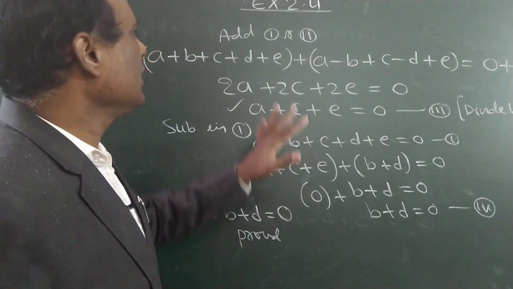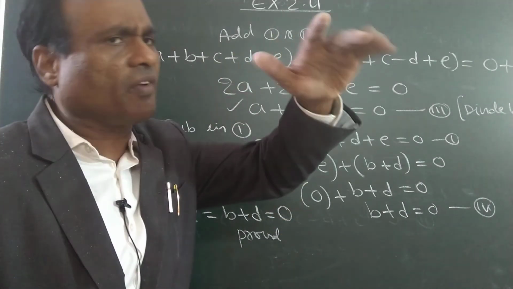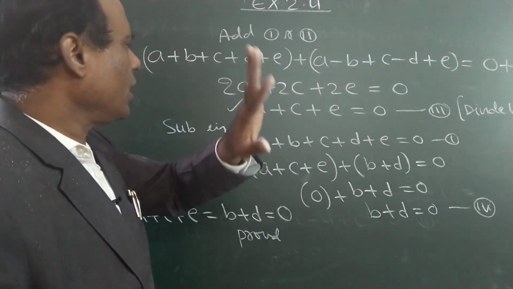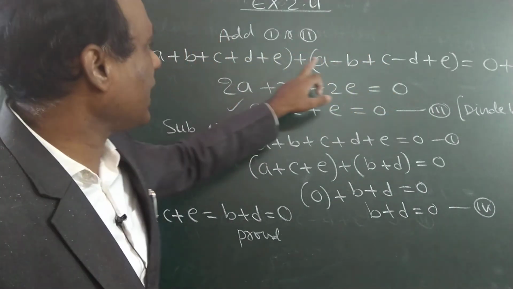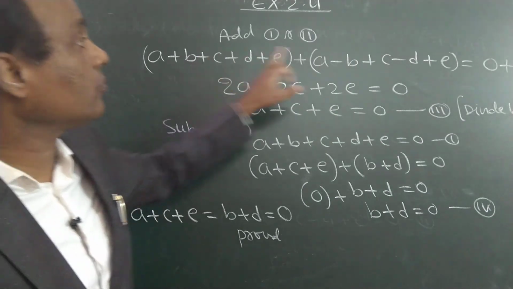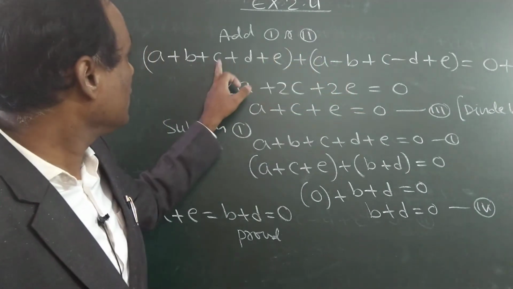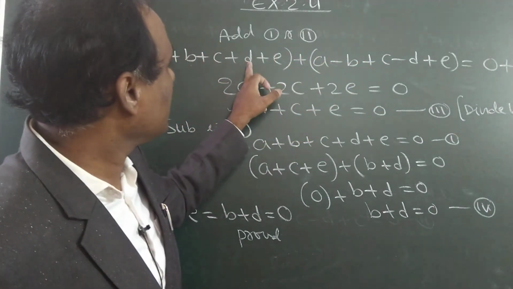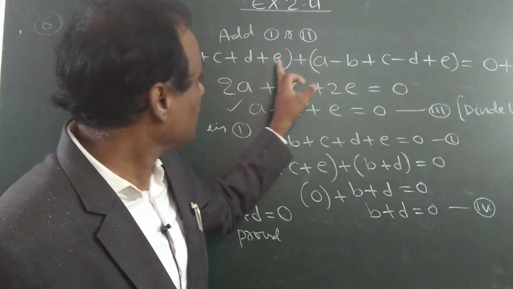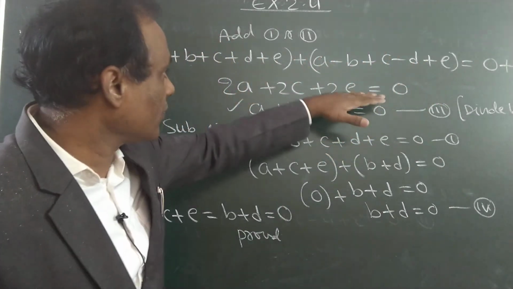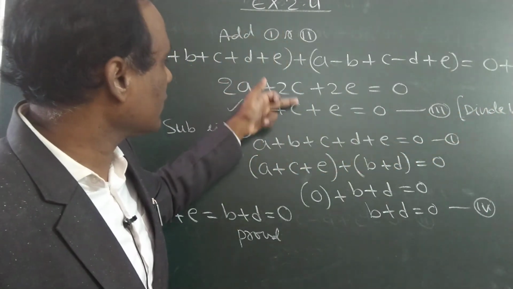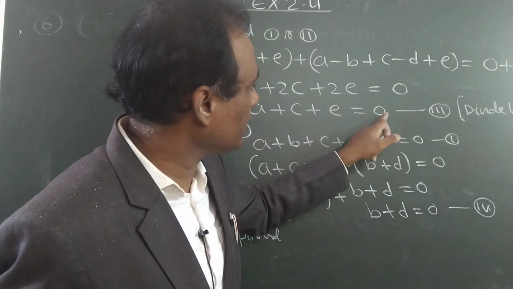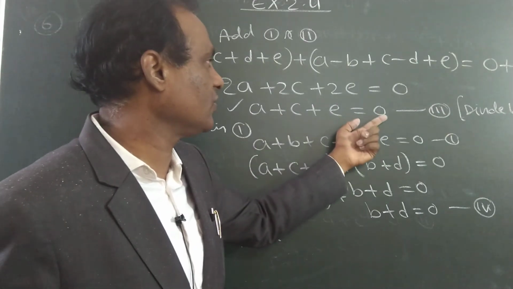So how I got it? Simply, the first two equations, how we got, you know. Simply I added both the equations. Adding 1 and 2: A plus A 2A, B minus B cancel, C plus C 2C, D minus D cancel, E plus E 2E. Divide by 2, 2 cancel, and 0 by 2 is 0. A plus C plus E is 0.